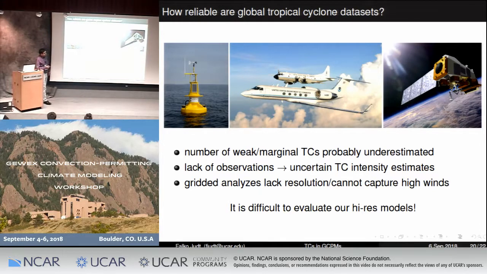So I think we can boil it down to that the number of weak TCs in the global data sets is underestimated. Now, there is no way to prove that. It's just a hunch that I think I have. Then the intensity estimates are very uncertain, except for the storms that are patrolled by aircraft. And then the gridded analyses, they just lack the resolution. The gridded analyses that I showed you were 25 kilometers, and I'm coming with a 4-kilometer model. There's a mismatch there, which makes it hard to give you an apples-to-apples comparison.